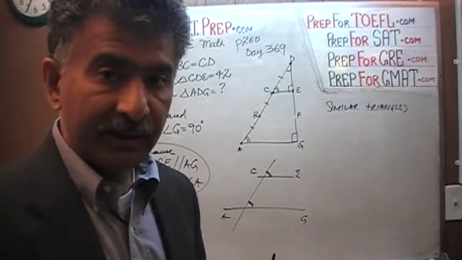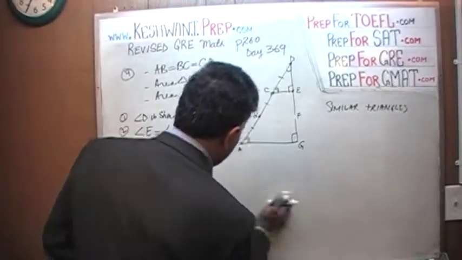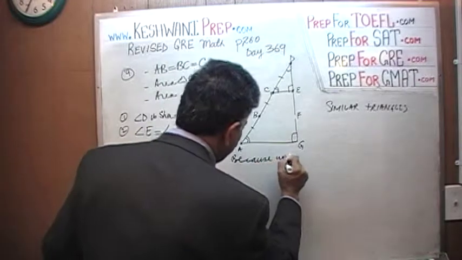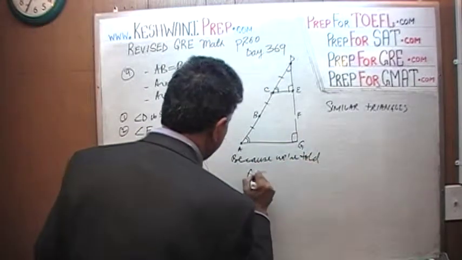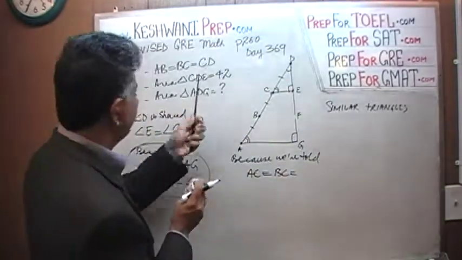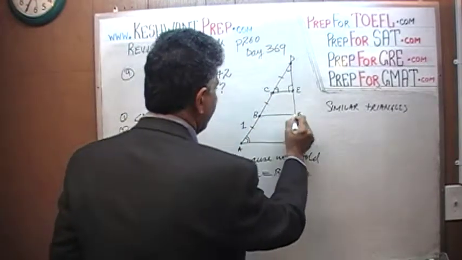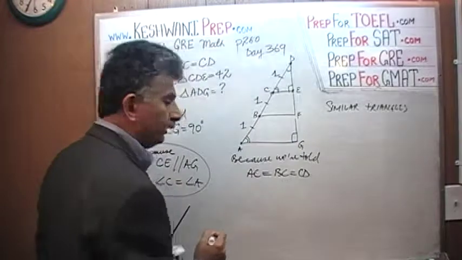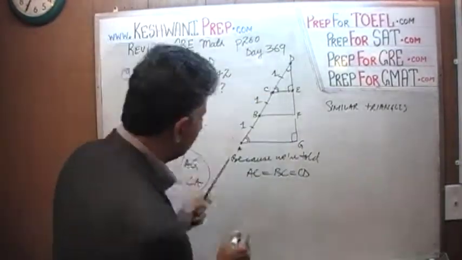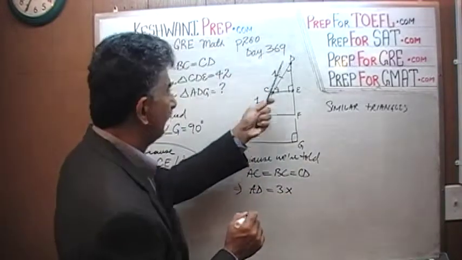Now what that means is that the sides are going to be proportional. So that's the next step. So let's begin the process. Because we are told that AC equals BC, which in fact equals CD. So if this is 1, this is 1, and this is 1, that implies that A to D is equal to 3 times C to D.